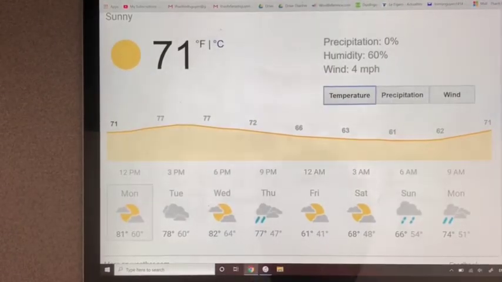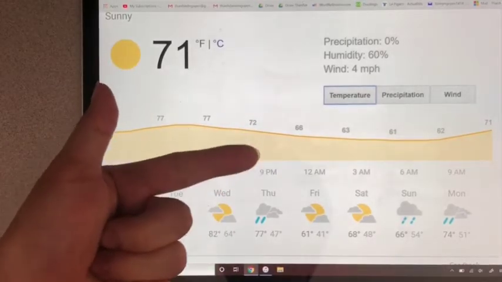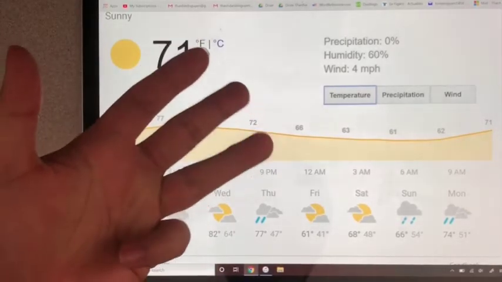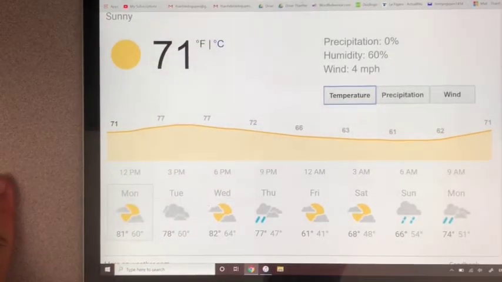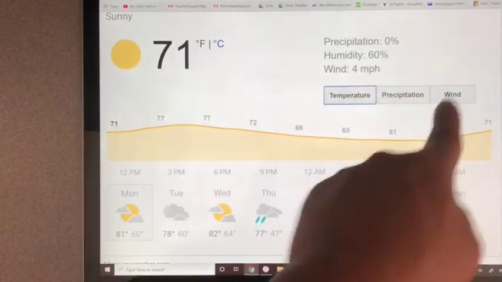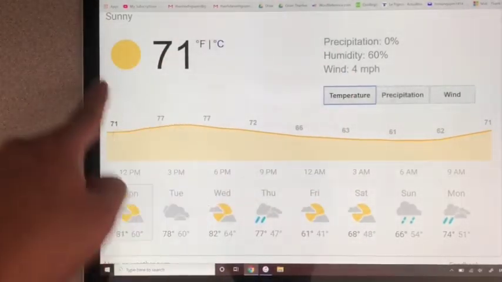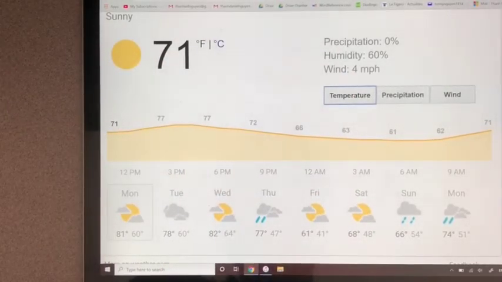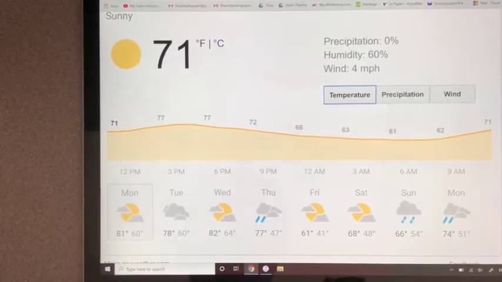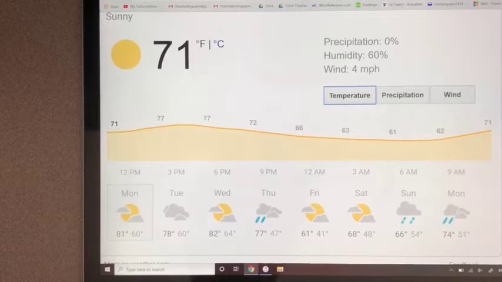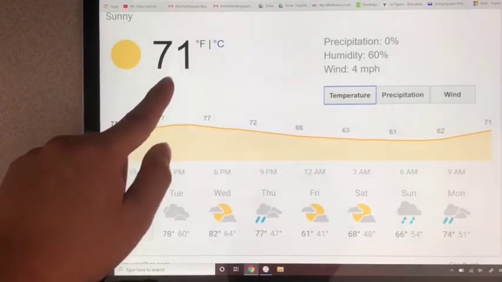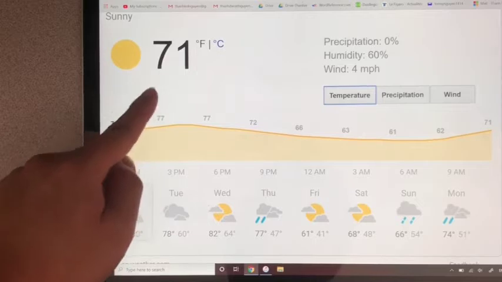Okay, now let's practice using time words with the weather. Time words, we have at, in, on, and from to. At, in, on, and from to. So first, let's take a look at this. This is the weather and temperature today. What is the weather today? The weather is sunny. What is the temperature? How many degrees is it? The temperature is 71 degrees. It is 71 degrees.